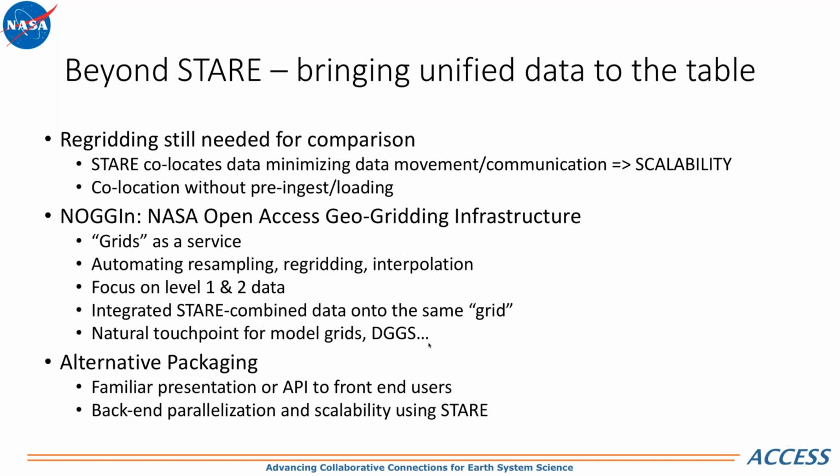One thing that comes to mind is that we were working on grids as a service with the Noggin project a year or two ago. And a focus there was on level 1 and 2 data. And that's one thing that we're really interested in with the STAIR indexing, is being able to work with that ungridded or swath data and making that more usable to the end users and helping folks to integrate very diverse data there. Alternative packaging is also a possibility that is opened up with the STAIR approach, and I'll come into that in a couple slides.